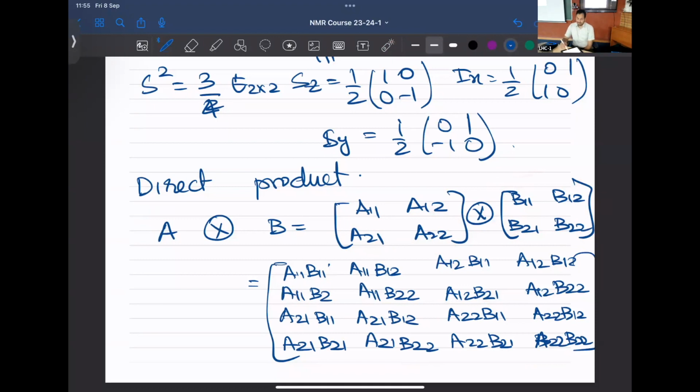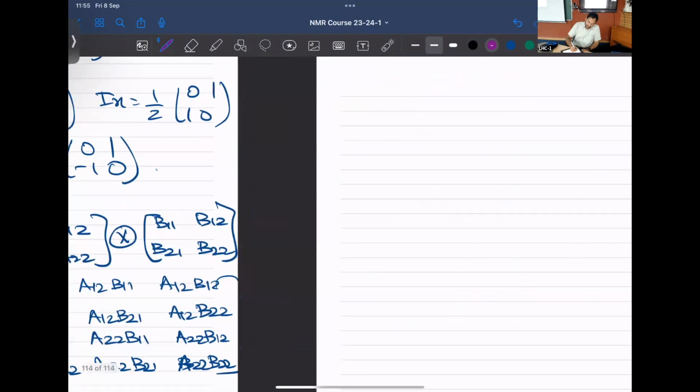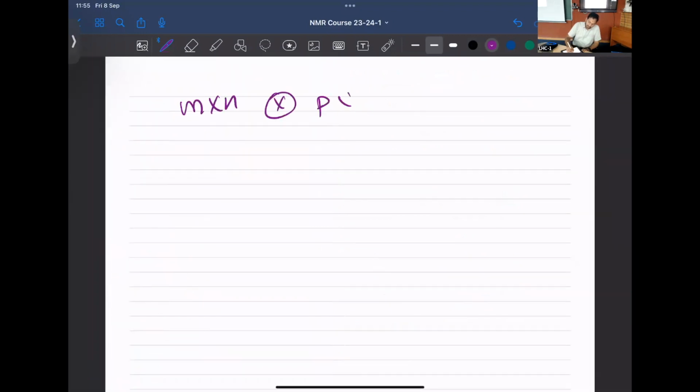Okay. So here what happens when you have a 2x2 and a 2x2, you do a piecewise multiplication of rows to rows and columns to columns to get a 4x4. This is a general definition for direct product. If you have an m by n direct product p by q, the dimensionality will be mp by nq. It doesn't have to be square at all. We deal with square matrices, so I defined it for a square matrix.